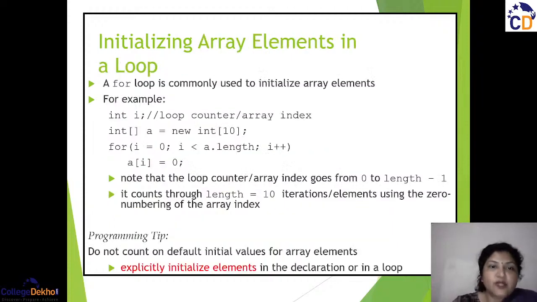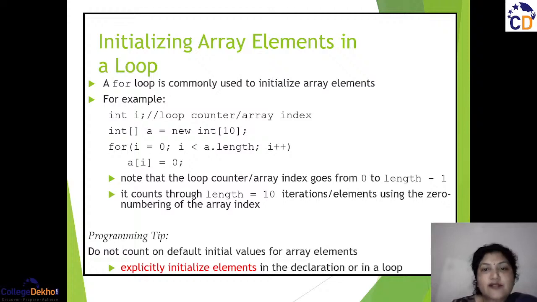Let us see some looping concept while using array. Initializing array elements in the loop. For loop is commonly used to initialize array elements. int i, it is basically used as an array index, or you may say as a looping counter, yes. So int[] a = new int[10]. What is that? First you have defined the variable that is i. Then you have defined an array of 10 elements in the second statement. In the third statement, you are going to run that program.